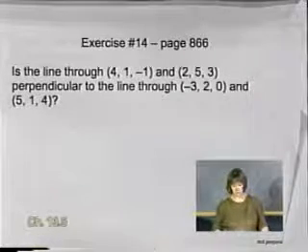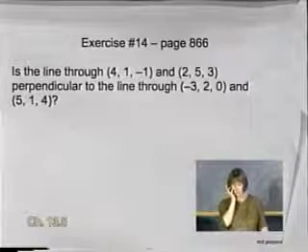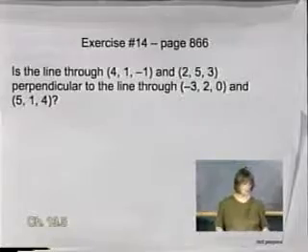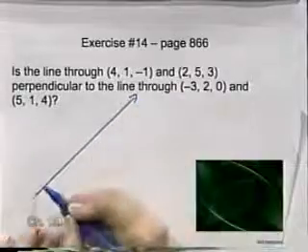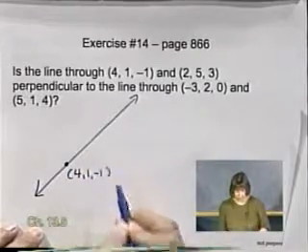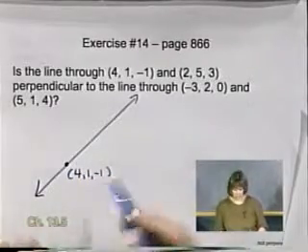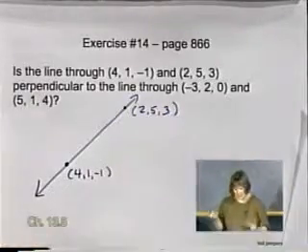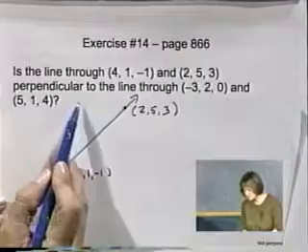I've got two lines and I want to know if they're perpendicular to each other. Let's make a best case scenario, all right? Let's pretend the one line looks like this and it's going through (4, 1, -1) and (2, 5, 3). I always think pictures help you think through what's going on here. And let's pretend they're perpendicular.